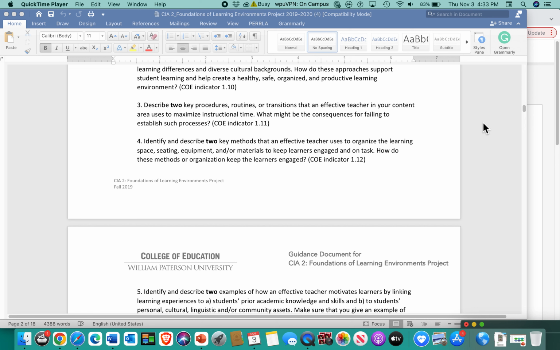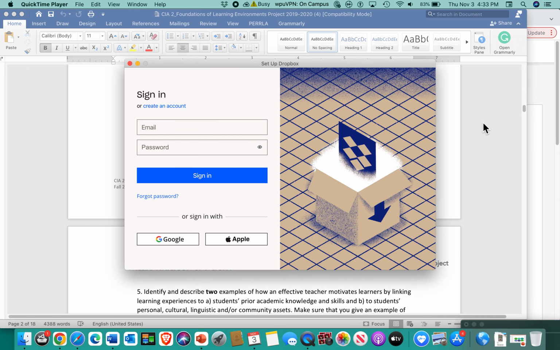Just describe them. I'm not going to have a fit if you present the answers to these questions numbered. That's fine. On number 3, where it says 2 key procedures, you can present them as A and B. That's fine. All right. Number 4, identify and describe 2 key methods that an effective teacher uses to organize the learning space. That speaks to the learning environment that we talked about earlier in the semester.